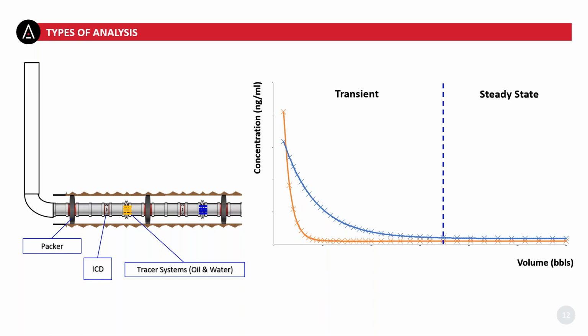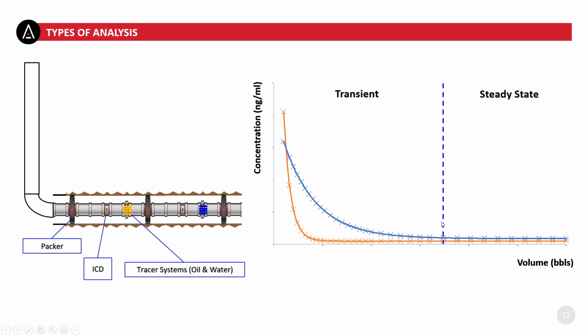Now, if we observe the two different curves that we have, you have the orange curve, which had the higher peak, and it went very fast to the steady state level. The blue line took a longer time to get to the steady state levels. Now, what does that tell us?